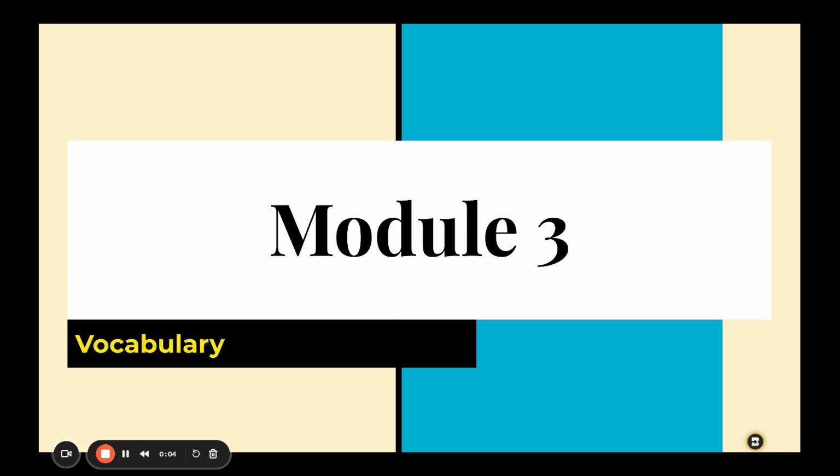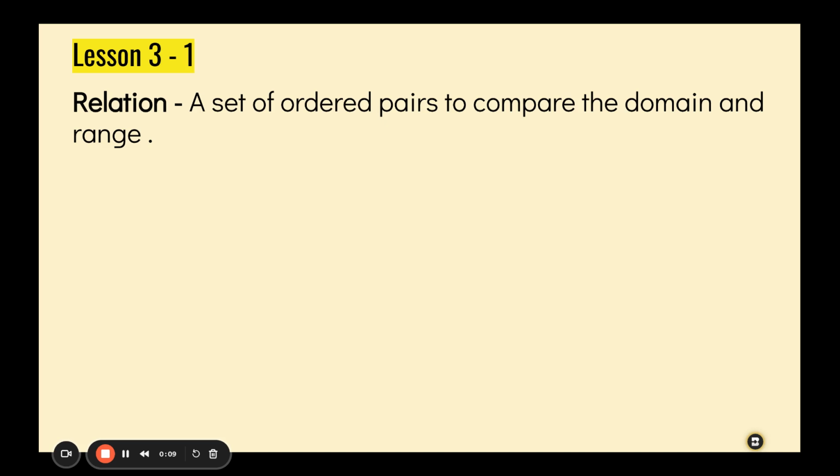So we're going to be doing the Module 3 vocabulary. If I'm going to start off, we're doing relation, a set of ordered pairs to compare the domain and range. Notice that it has the braces on both sides. You need to use that. And then it has 4 ordered pairs.